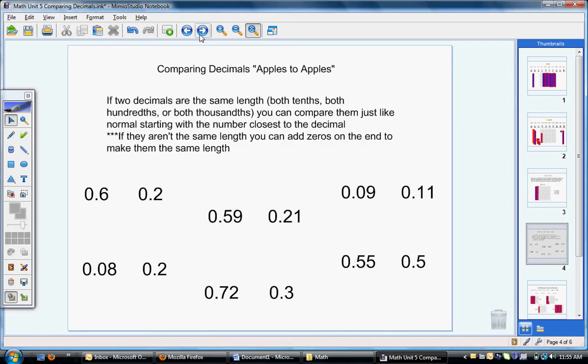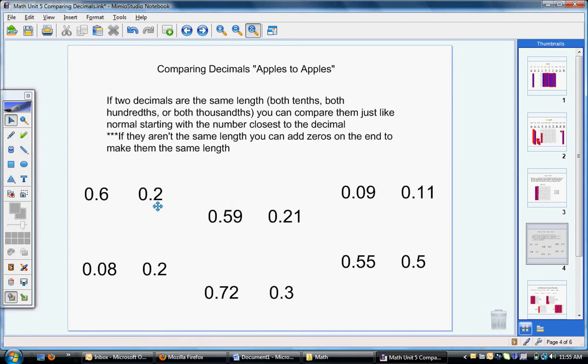So when you're comparing decimals, if 2 decimals are the same length, they're both tenths, or they're both hundredths, or they're both thousandths even, you can compare them just like normal, starting with the number closest to the decimal. If they aren't the same length, you can add a 0 to the end to make them the same length. So on this first one, I have 6/10 and 2/10. Since they're both tenths, I can compare them.